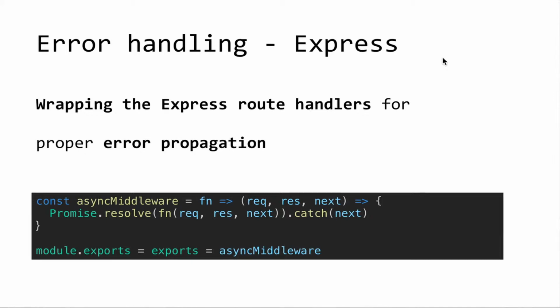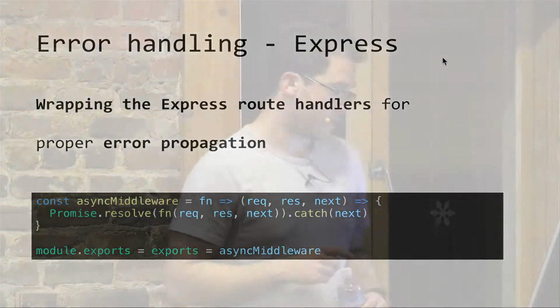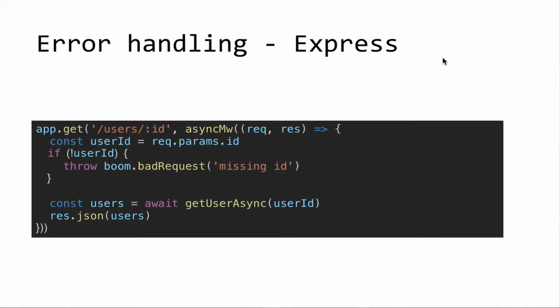your route handlers, and you try to just resolve the promise, and if there was an error thrown, then you just call the next callback, which is a way to signal Express that something went bad. And once we have this, we can simply wrap our route handlers in the following way. So now you can really use async await with Express as well.